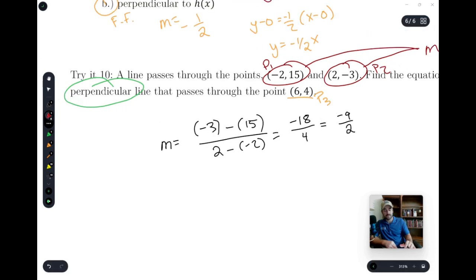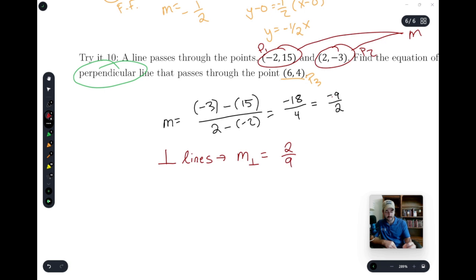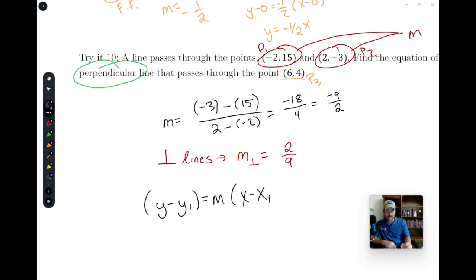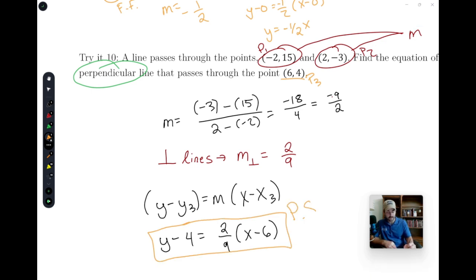Now, if we're going to use that slope and the definition of perpendicular, perpendicular lines mean flip, flip. So it's going to be new slope, let's call it m perpendicular. Our m perpendicular is going to be positive because we flip the sign, 2 over 9. And now using our formula of y minus y1 equals m x minus x1, in this case, let's use the third point. We're going to go y minus 4 equals 2 over 9, x minus 6. And it didn't specify what format, so point slope form is just fine for that.